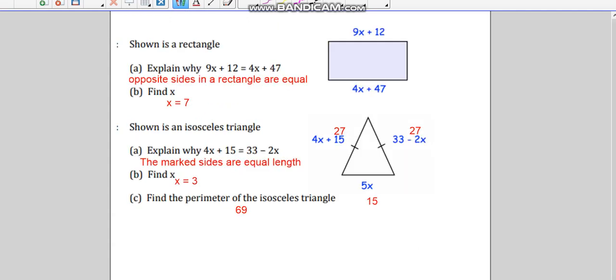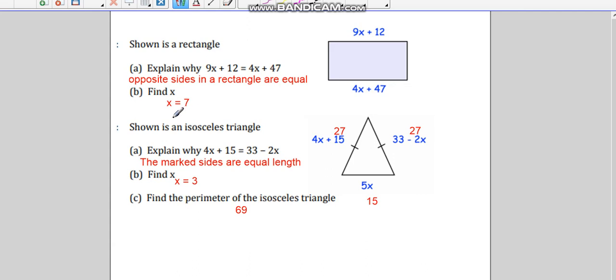Okay, last page. So we've got a rectangle here and it says explain why 9x plus 12 equals 4x plus 47. Well, we know it's true because opposite sides in a rectangle are equal, and these are opposite sides, so therefore they're equal. So if I solve that, I get x is 7.